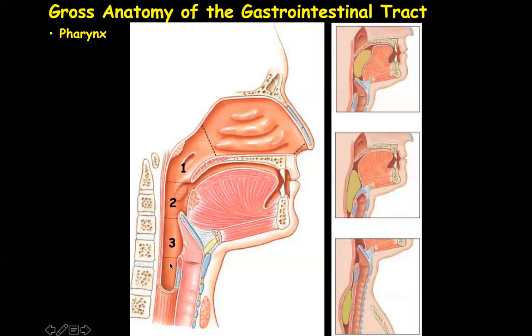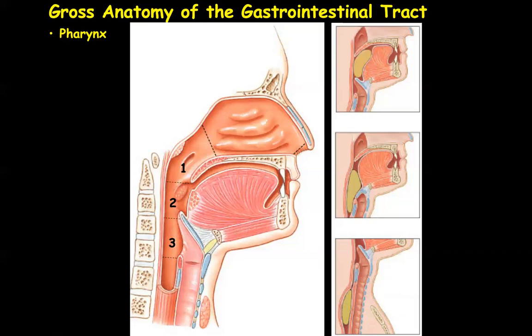Posterior to the trachea is the esophagus. That's about a 10-inch long collapsed muscular tube that extends from the pharynx down into the stomach. And it passes posterior to the trachea, going through the thoracic cavity. And then it passes through the esophageal hiatus of the diaphragm to connect to the stomach.